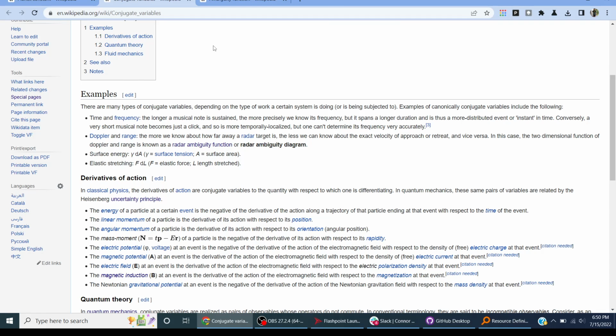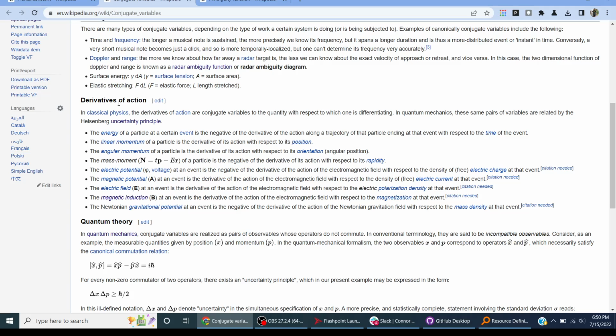Then classical derivatives of action. In classical physics, the derivatives of action are conjugate variables to the quantity with respect to which one is differentiating. In quantum mechanics, these same pairs of variables are related by the Heisenberg uncertainty principle. The energy of a particle at a certain event is the negative of the derivative of the action along a trajectory of that particle ending at that event with respect to the time of the event. The linear momentum of a particle is the derivative of its action with respect to its position. The angular momentum of a particle is the derivative of its action with respect to its orientation, angular position.